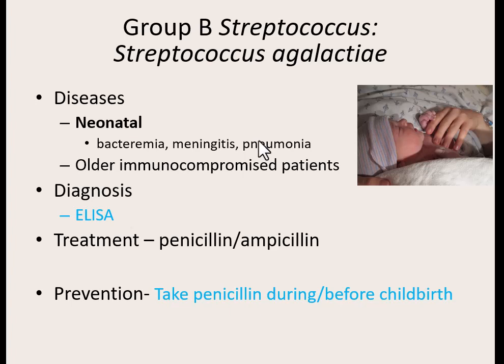Now, we can test for the bacteria very easily doing an ELISA. It's a very treatable bacteria. It's not developing resistance that we know of very much right now. So it's easily treatable with penicillin, ampicillin. But the biggest prevention is that mothers, before they give childbirth, they will test them to see if they're a carrier for this particular bacteria, as well as other bacteria, and they will give them antibiotics.